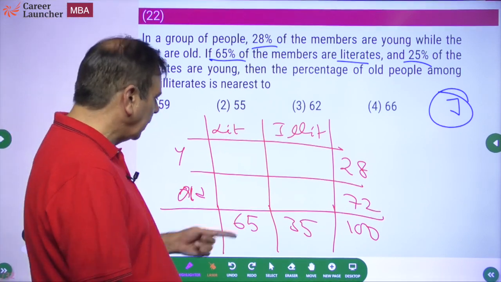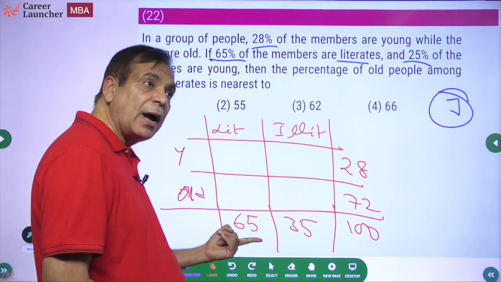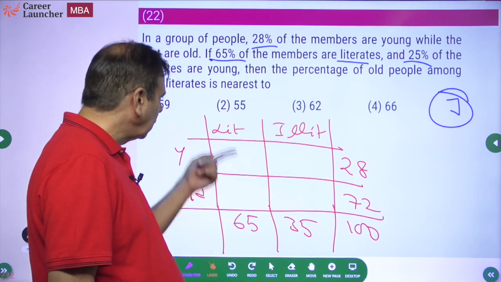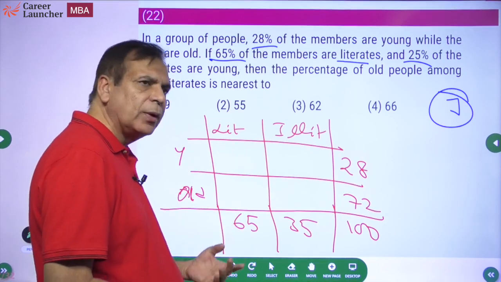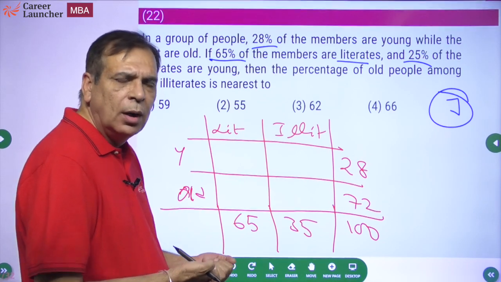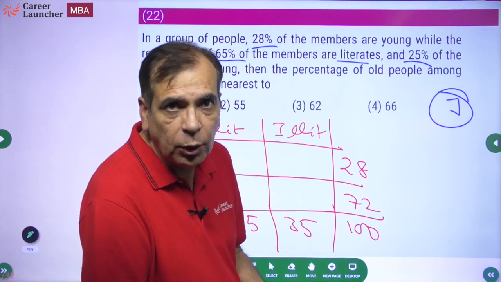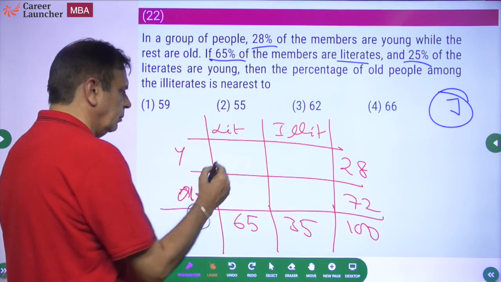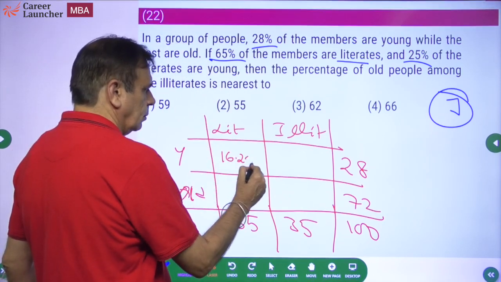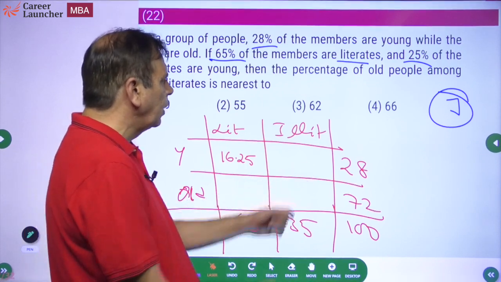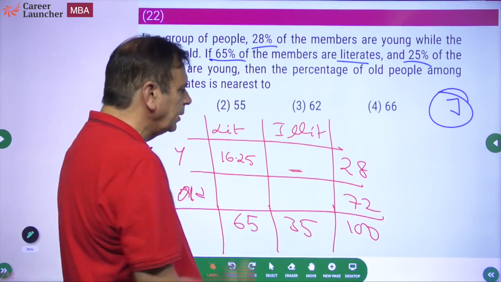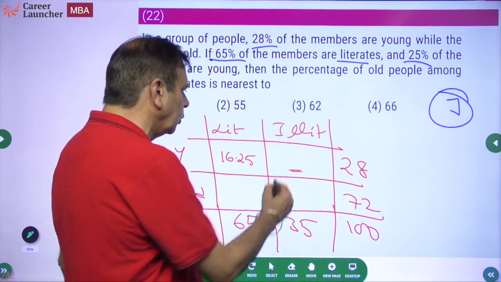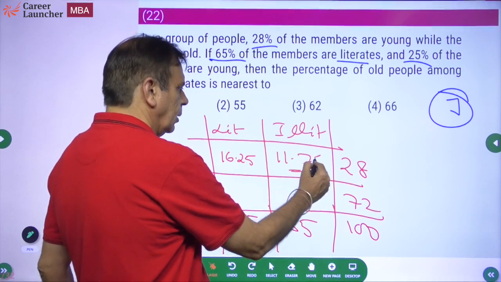25% of the literate are young. 25% of 65 are young. 25% of literate are young. So 65 is literate. What is 25%? 1/4. Half of the 65 is 32.5. Half of 32.5 is 16.25. If this is 16.25, how much will this be? 28 minus 16.25, so 12 minus 0.25, 11.75.